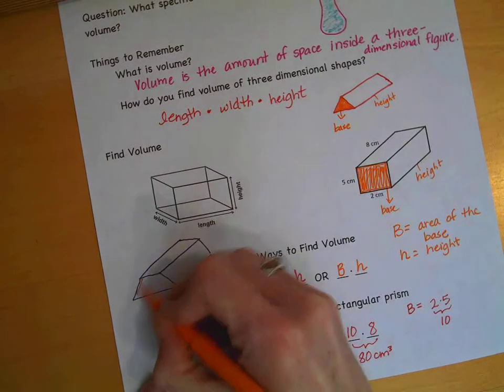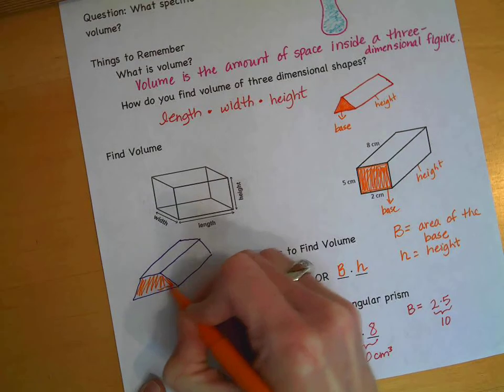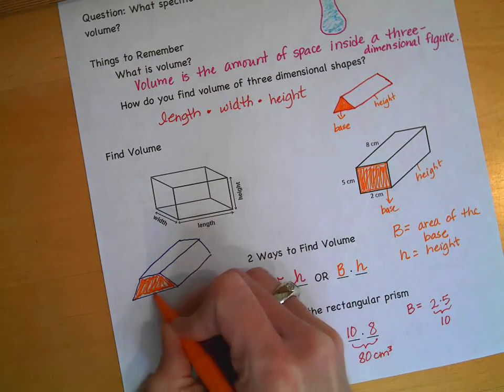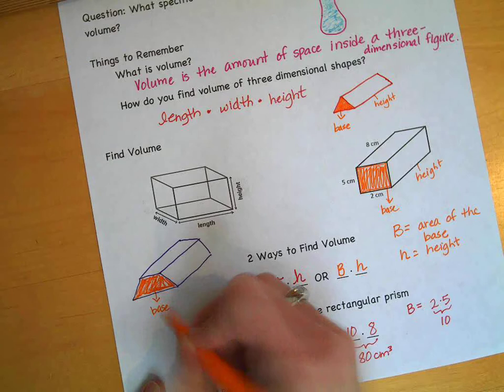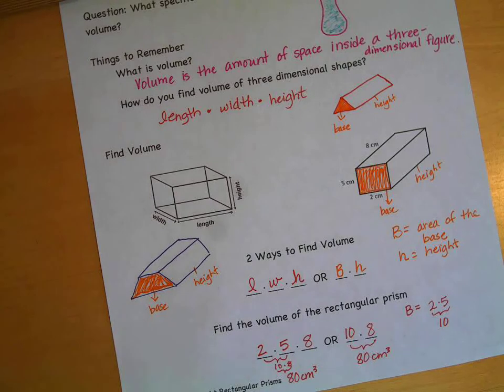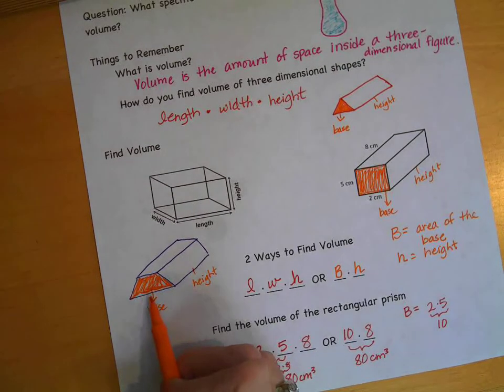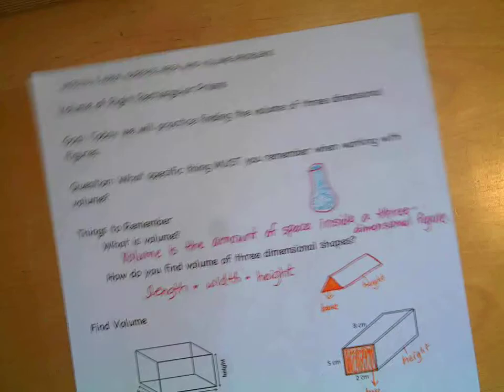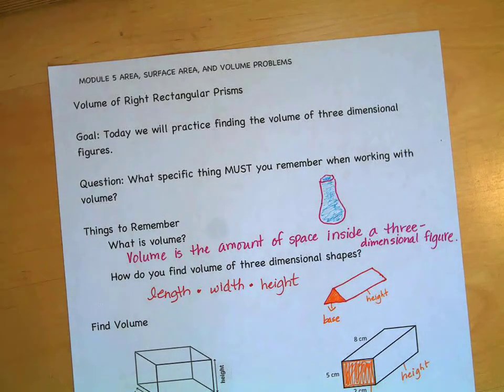You're going to have to find the area of the trapezoid, because that's your base, right? So you're going to have to find the area of a trapezoid, and then you're going to have to multiply that by the height, which is right here. So as you can see, length times width times height won't work for this, because in order to find the area of a trapezoid, you can't use length times width times height. You have to use the formula for a trapezoid, which we already learned. So you can see why area of the base times height is really a handy tool when we're trying to find volume. Okay? All right, so let's go back to our goal for today.